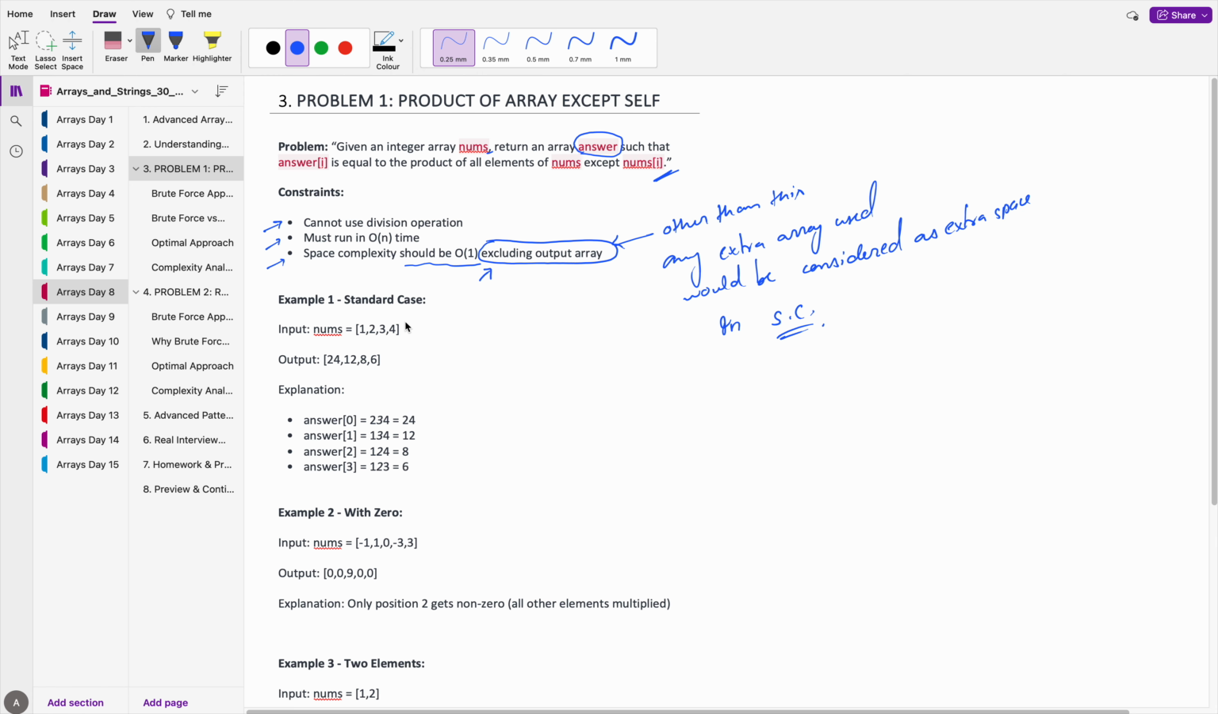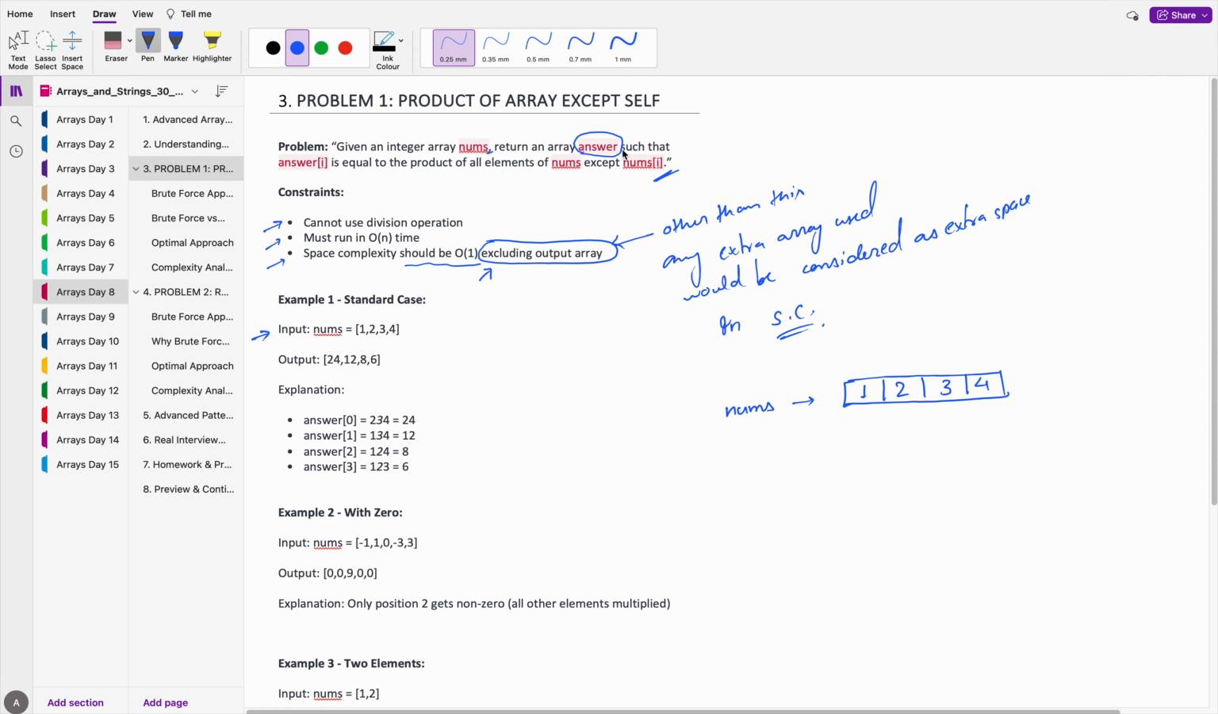Okay, so let's start to understand the question in a better way. Let's talk about this particular input. If an array named nums is given to you and has items 1, 2, 3, and 4, what does the problem statement actually talk about? They say product of array except itself.